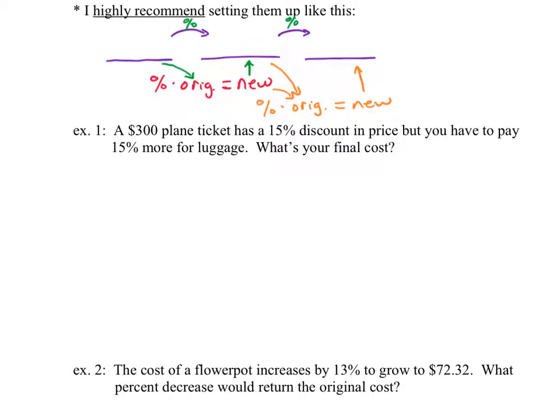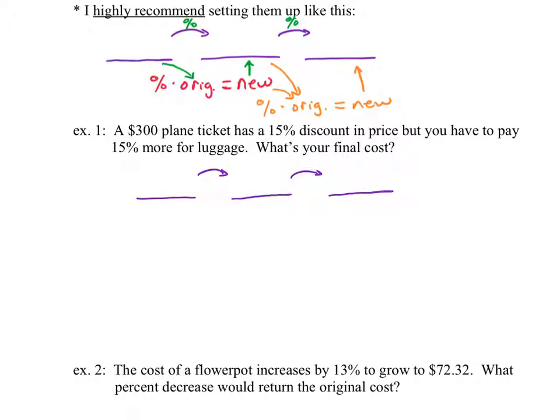But please set them up like that, at least at the beginning. So I'm going to do my 3 blanks, and I'm going to do my little arrows for the percentage things. I encourage you to do the exact same. So we have a $300 plane ticket that has a 15% discount in price, but you have to pay 15% more for luggage. What's your final cost?